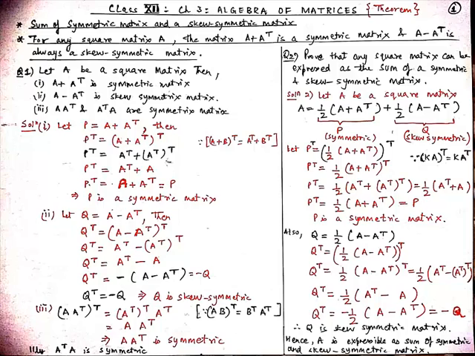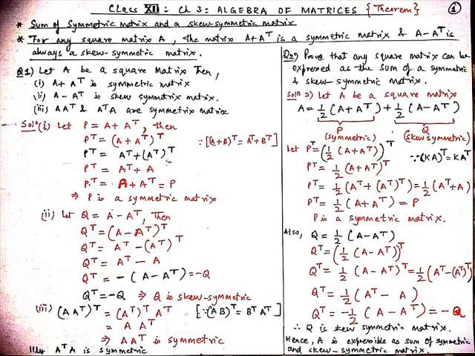Today we will do two theorems from our chapter 3, algebra of matrices. Our first theorem is: let A be a square matrix. Then we have to prove that A plus A transpose is a symmetric matrix, A minus A transpose is a skew symmetric matrix, and A dot A transpose and A transpose dot A are symmetric matrices.